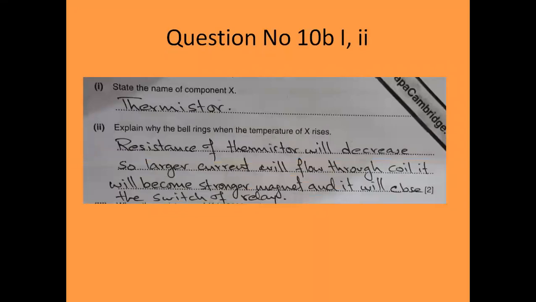So the name of the component is thermistor. Resistance of thermistor will decrease, so larger current will flow through the coil. It will become a stronger magnet and it will close the switch of the relay.